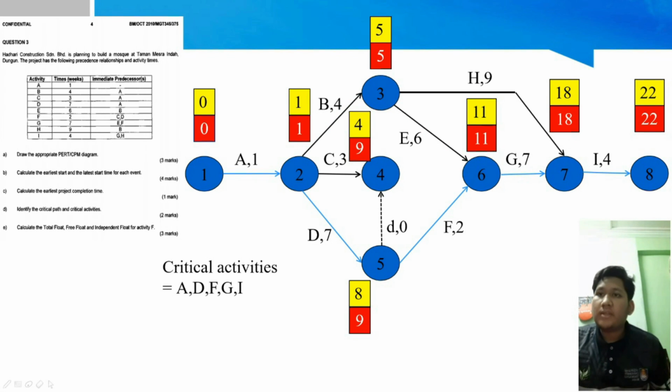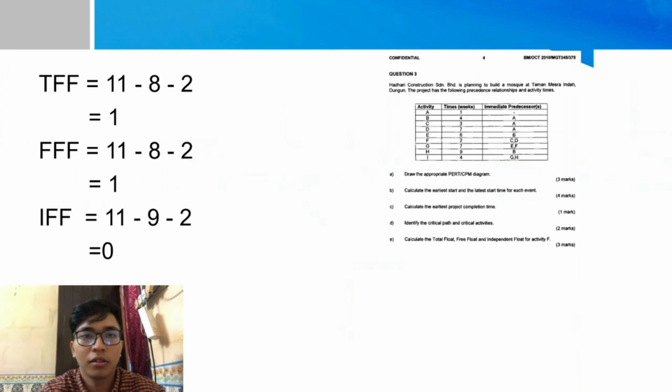A critical activity is an activity on the path which will delay the completion time. The answer for critical activity is A, D, F, G, I, because all of these will delay the completion time. So, the last question is E.